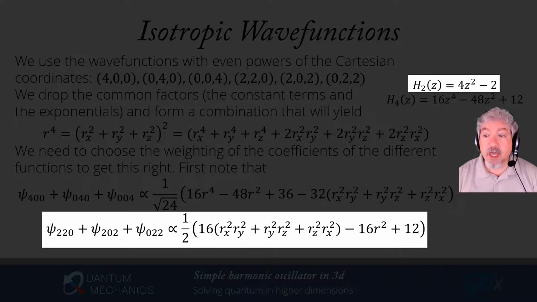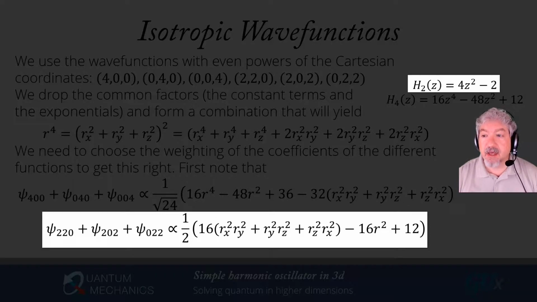We will also have a factor of 4 times a minus 2, that's a minus 8, and then the cross terms will be Rx squared plus Ry squared, there'll be Ry squared plus Rz squared, and there'll be Rz squared plus Rx squared. And when we add those all together, you see that's a 2r squared that we get by adding all of them together. So the net is a minus 16r squared.